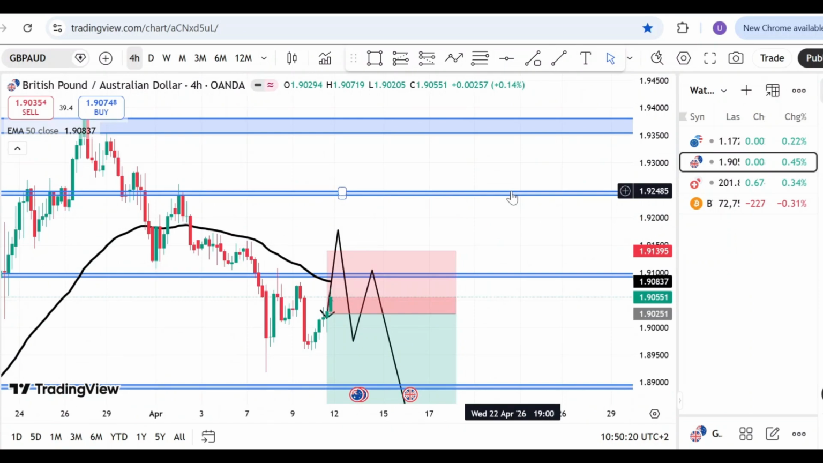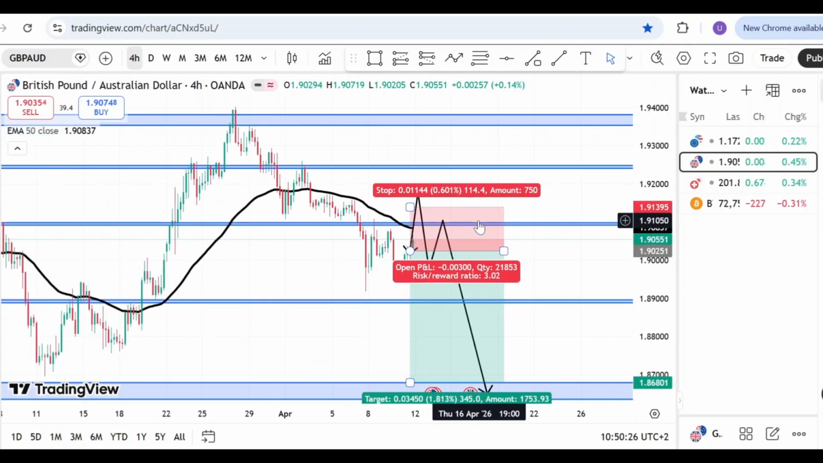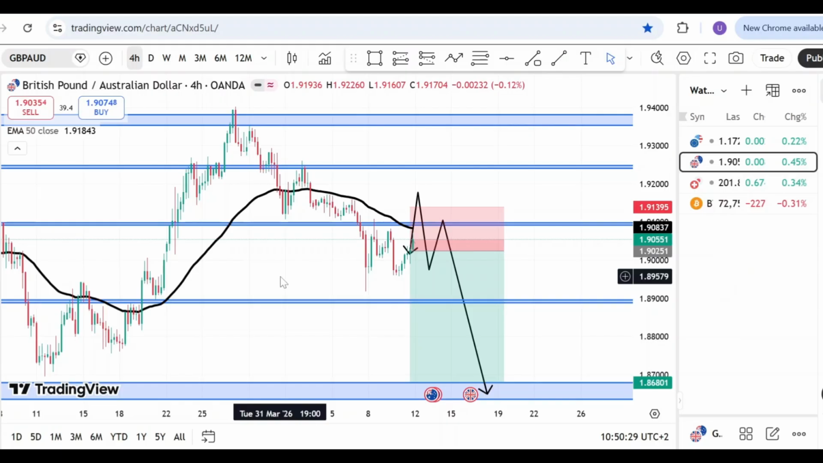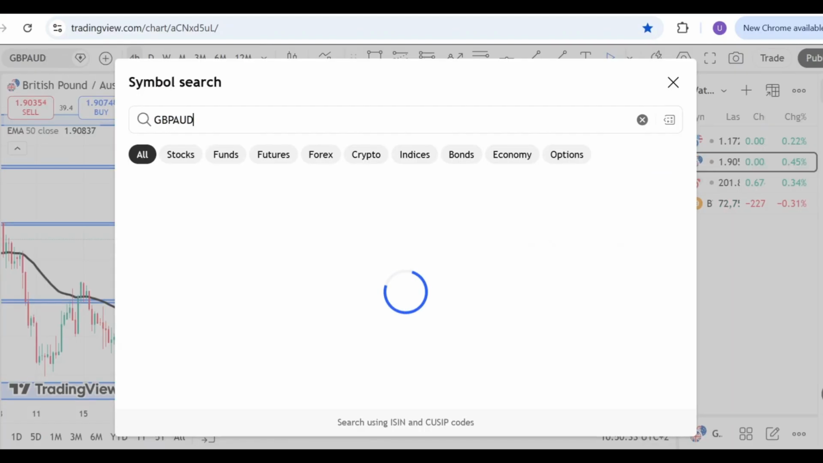Again, let's go back again. Those are the primary pairs, the pairs which I trade on a daily basis, and let's try to check the secondary pairs. For example, USD CHF.